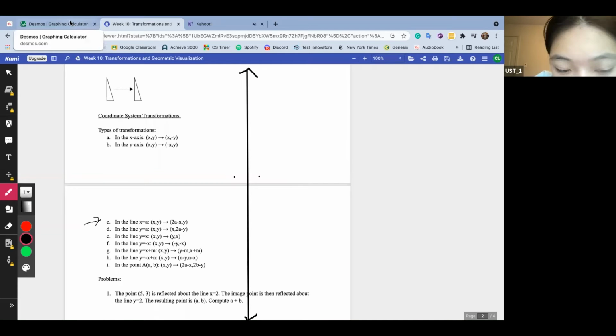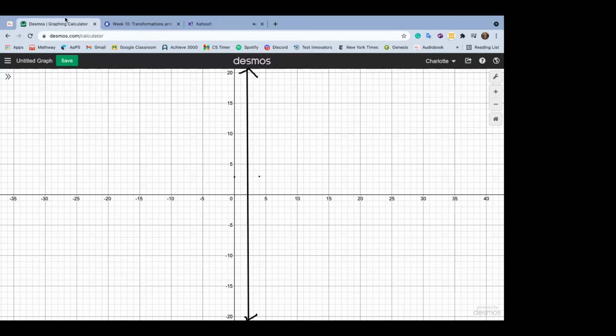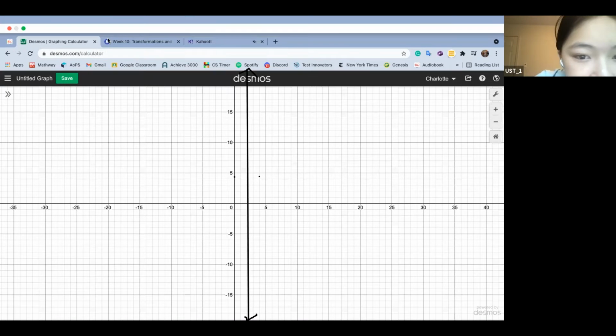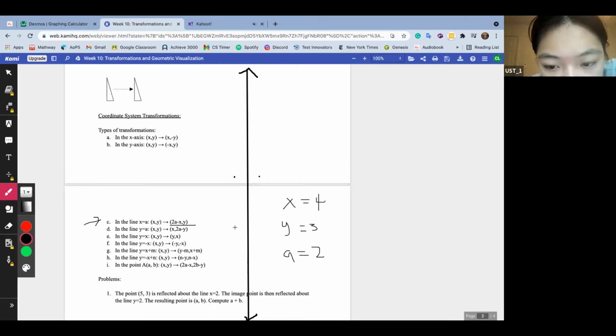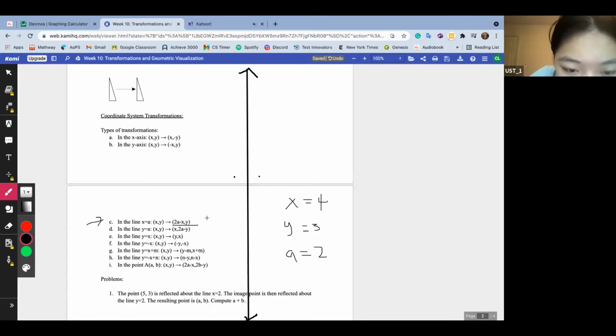What is the formula about? Okay, I'm going to explain it now. So in this situation, a equals 2. So we're just going to put in the variables here. x will equal 4, y will equal 3, and a equals 2. So if you just plug it into this equation, you'll have 0, 3 as the answer.